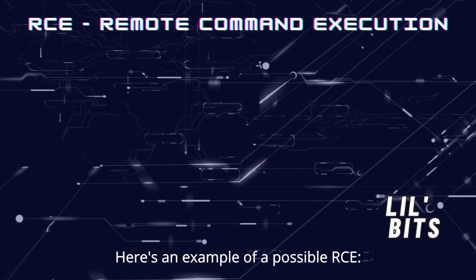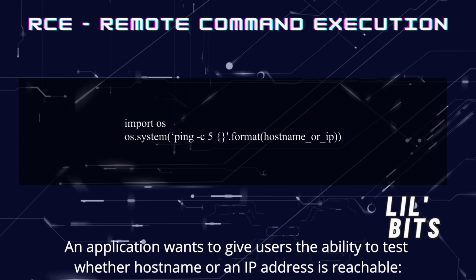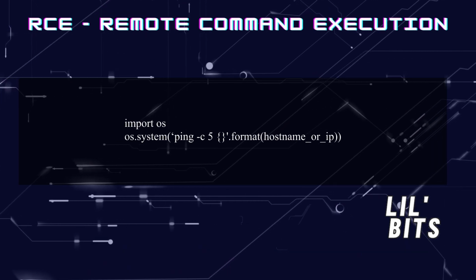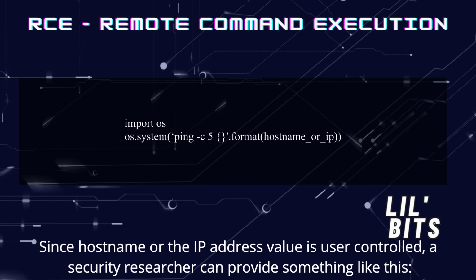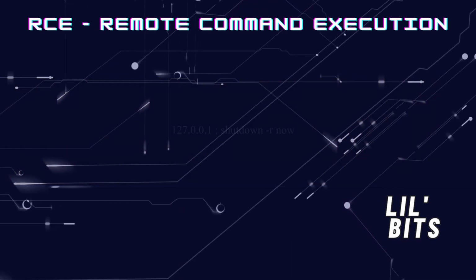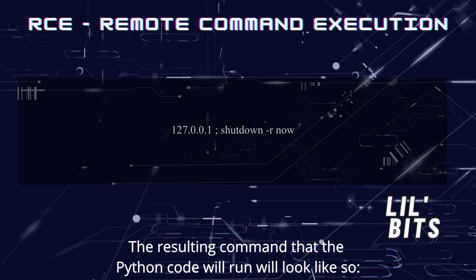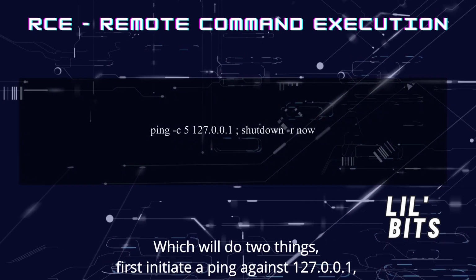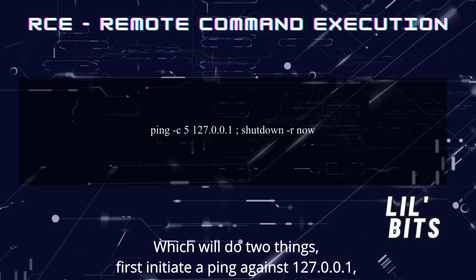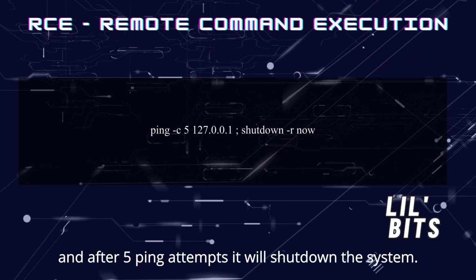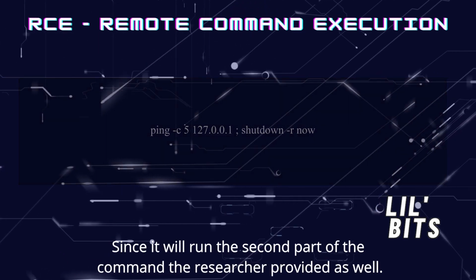Here's an example of a possible RCE. An application wants to give users the ability to test whether a hostname or an IP address is reachable. Since the hostname or the IP address value is user-controlled, a security researcher can provide something like this. And the resulting command that the Python code will run will look like so, which will do two things. First, initiate a ping against 127.0.0.1, and after 5 ping attempts, it will shut down the system, since it will run the second part of the command the researcher provided as well.